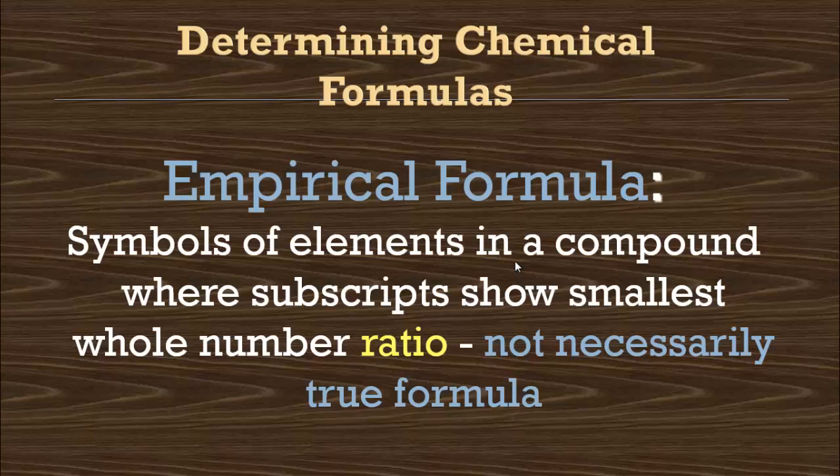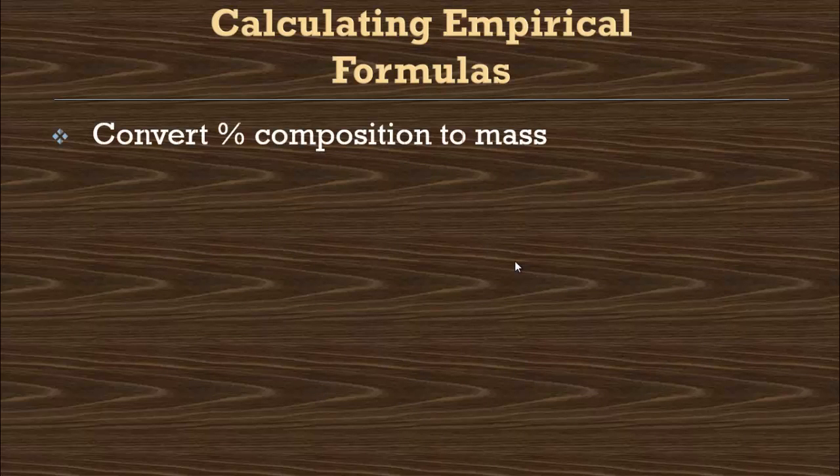So when we use math to determine chemical formulas, what we're going to find most often is the empirical formula. The empirical formula is the symbols of the elements in a compound, where the subscripts show the smallest whole number ratio. What we need to know is that the empirical formula is not necessarily the true formula of the compound, but it does give us a ratio of the elements to each other. How do we use math to calculate empirical formulas?